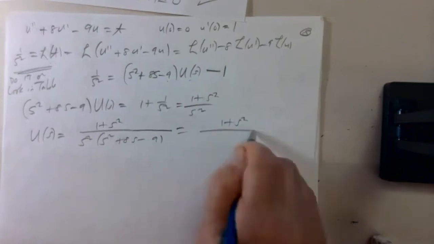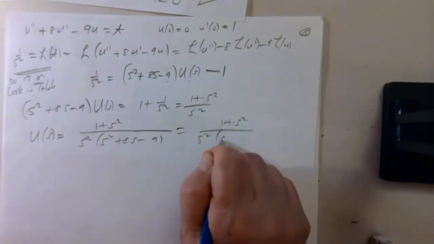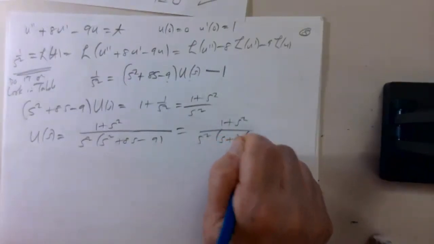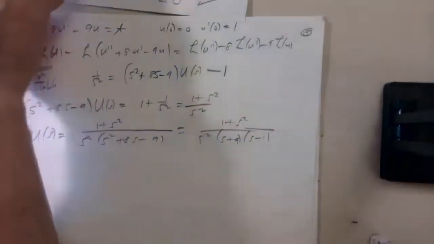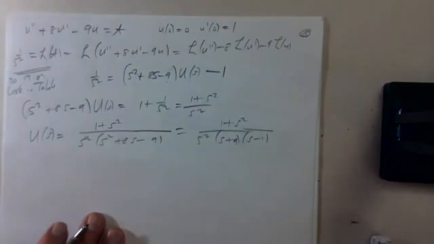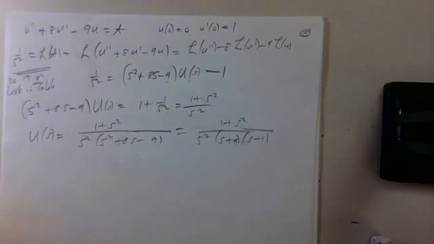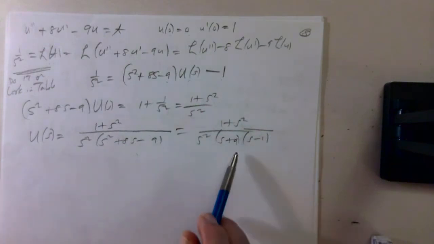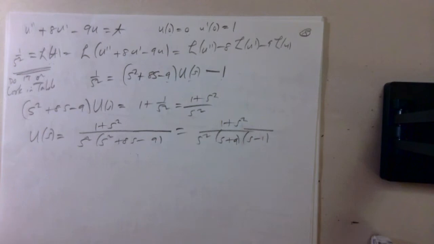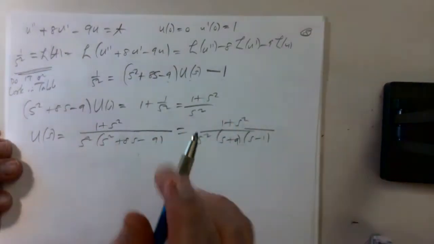Or 1 plus s squared times s plus 9, s minus 1. Okay. So are there any questions how I got to this point? Okay. Hopefully I didn't make any mistakes this time. And so I need to find the inverse Laplace transform of that, which is kind of a mess. So what I want to do is write this in partial fractions.